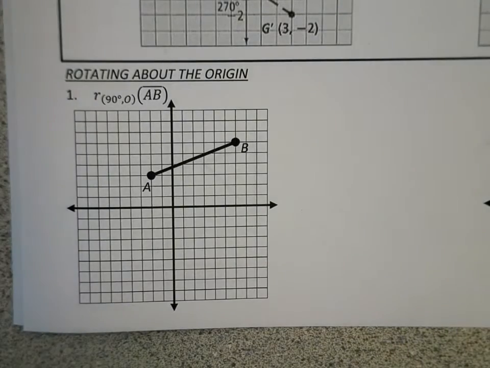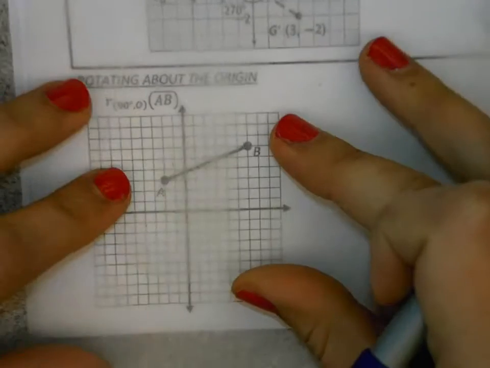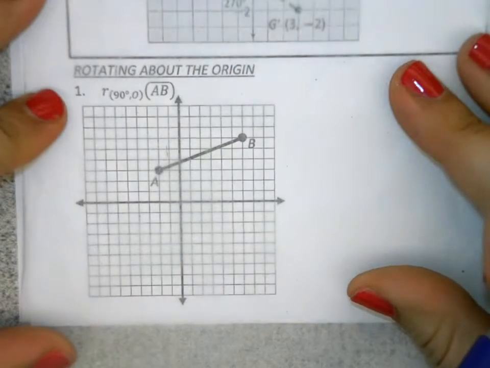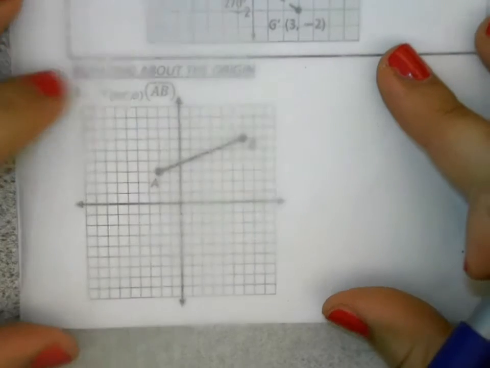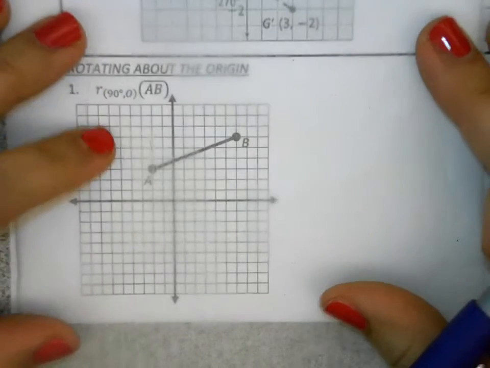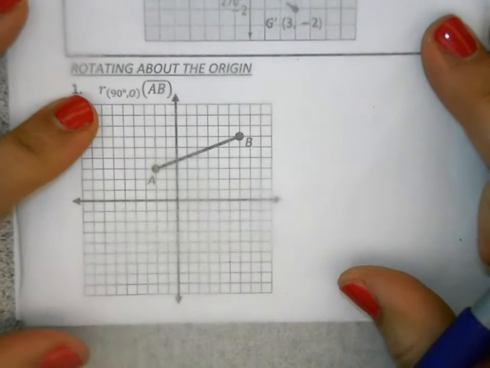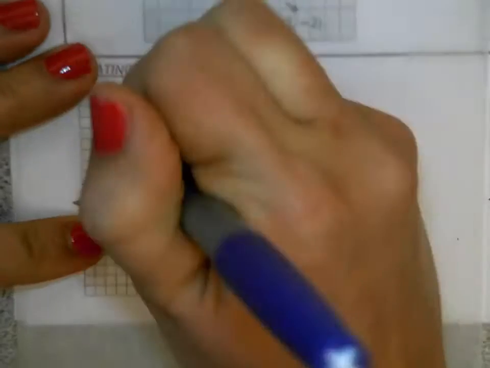You are going to, let me use purple. Take your patty paper and put it on top of the graph, and you should be able to see the pre-image underneath, and you're going to trace it. So you're going to trace segment AB onto your patty paper.